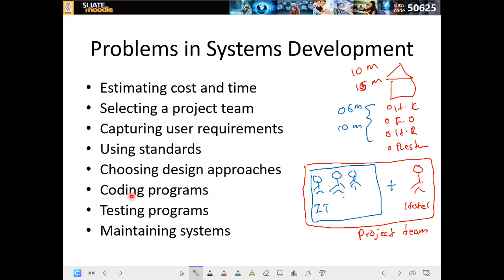Then the other one is coding programs. Coding means, students, by using a computer language, you have to write the things. If you want to develop a housekeeping module, how can you create it? First of all, you have to select a computer language. By using that particular language, you have to write some statements.